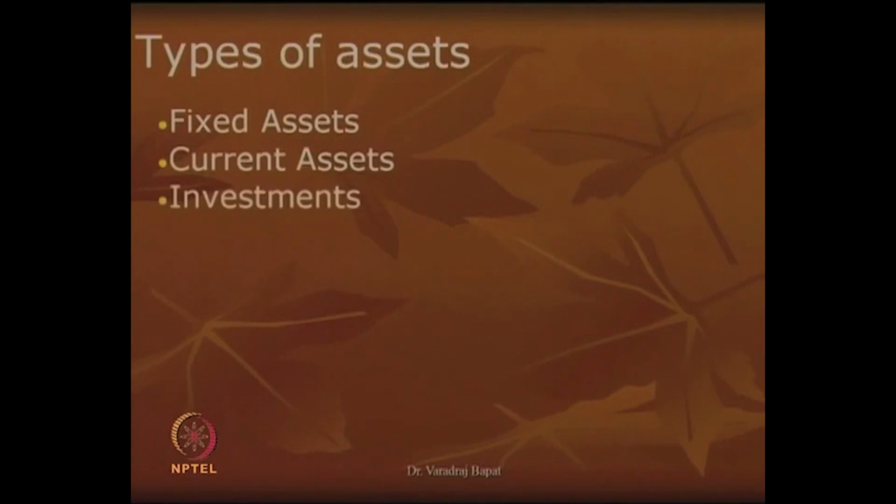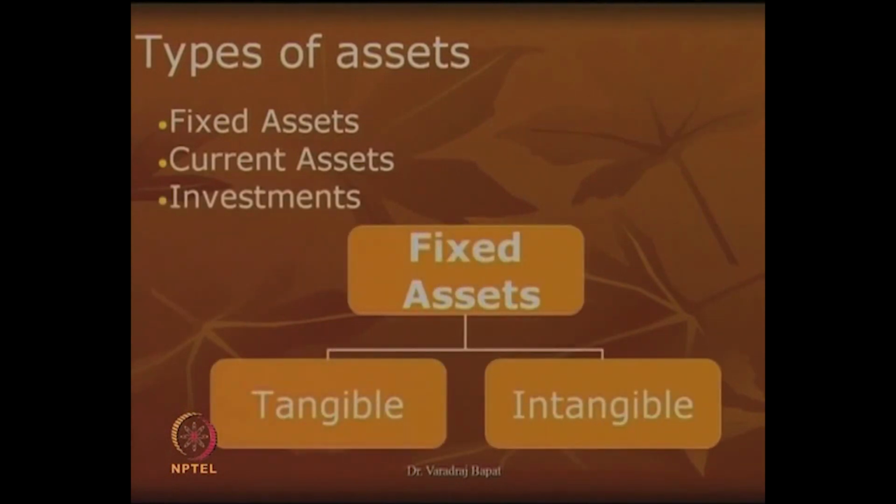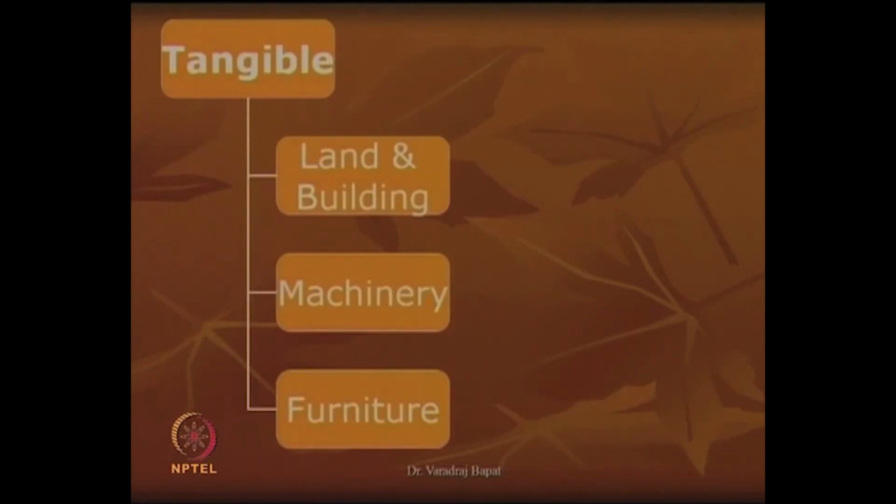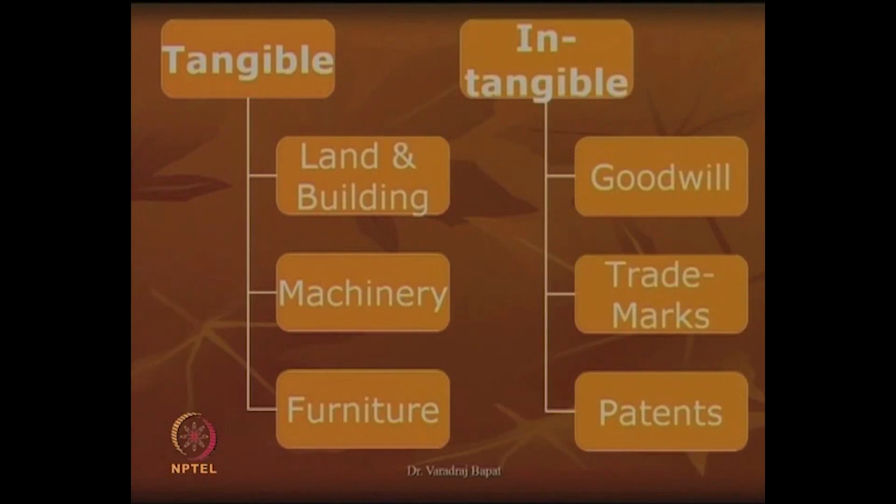Now, let us go to the types of assets. We have already seen the main types: fixed assets, current assets, and investments. Fixed assets in turn can be divided into tangible and intangible. Now, we have discussed it just now. I am giving you 3 examples of tangible assets here. You have land and building, machinery and furniture. Amongst the intangibles, you have goodwill, trademarks or patents. I will request you to think a little bit and try to write 4 more examples in each category, apart from the 3 examples which I have given.